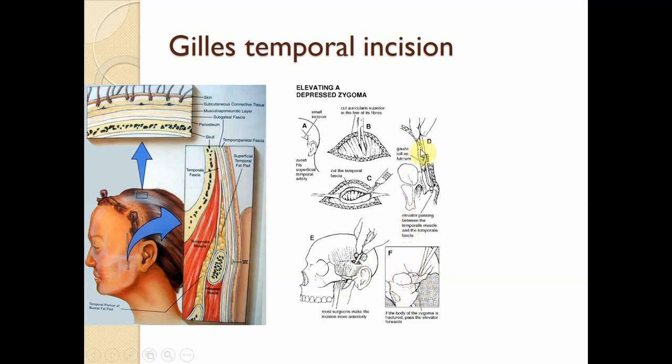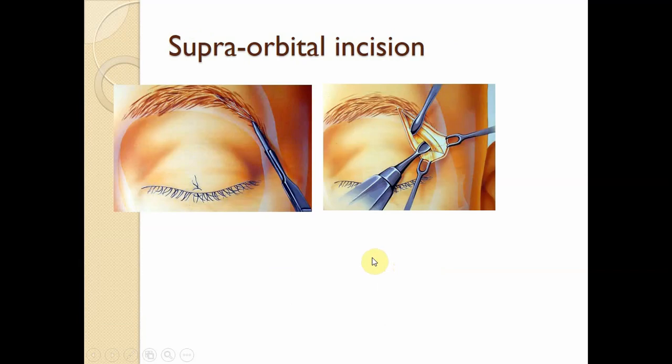But while placing the periosteal elevator, you must not use the coronoid process as a fulcrum. Otherwise, there will be chances of injury to the temporalis muscle and the surrounding tissue.